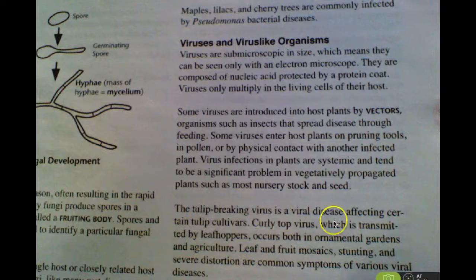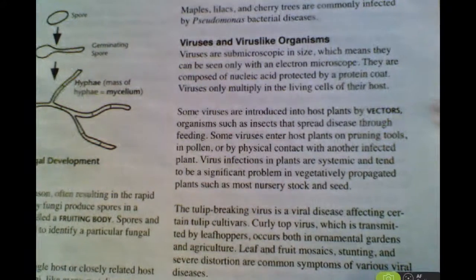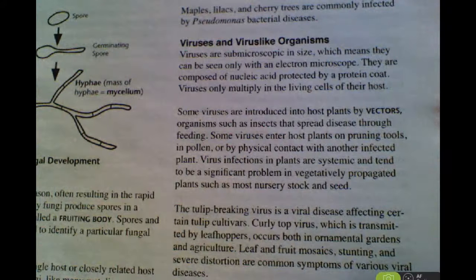Tulip breaking virus is a disease affecting tulip cultivars. Curly top, transmitted by leafhoppers, occurs in ornamental gardens. One of the viruses infects some of those parrot-type tulip bulbs that have the teeth on the edges of them. When you see a red tulip with white stripes through it, that's a virus that causes almost a mosaic, I think it's called, that actually causes the coloration in the tulips, and that actually makes them more valuable.